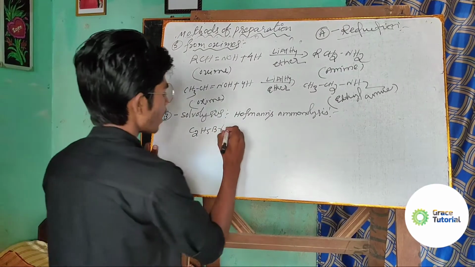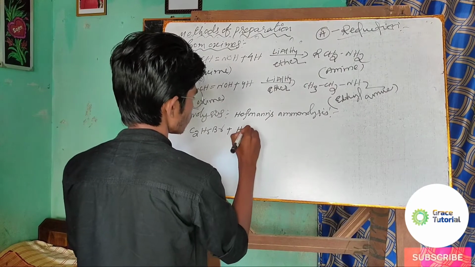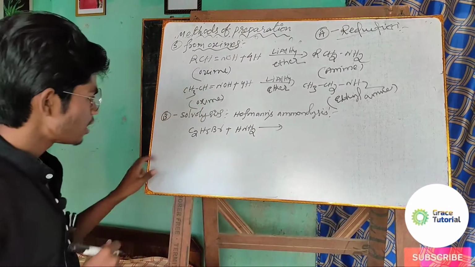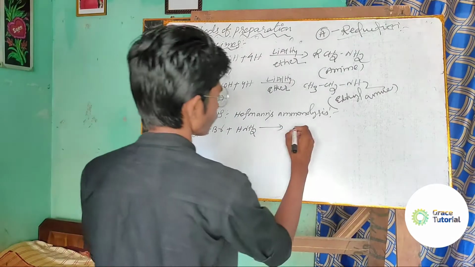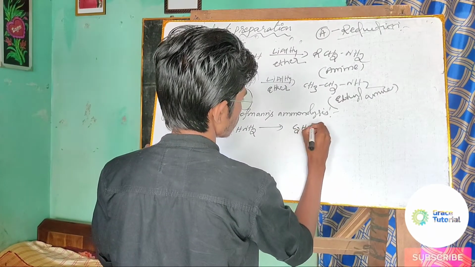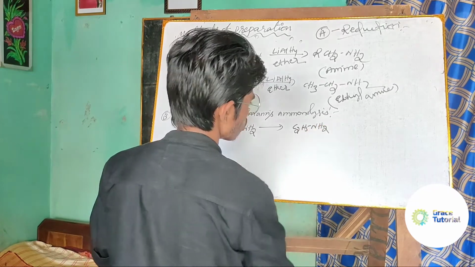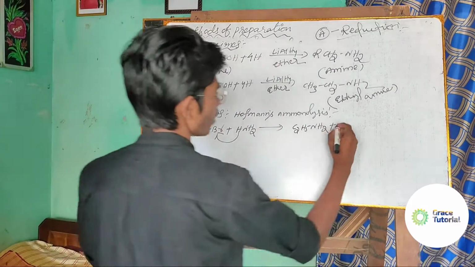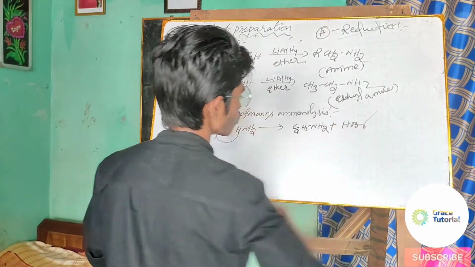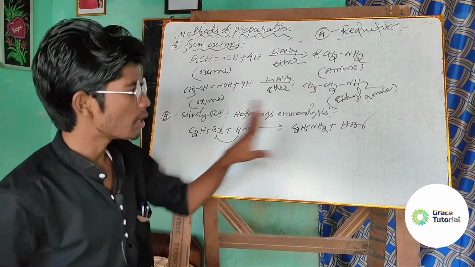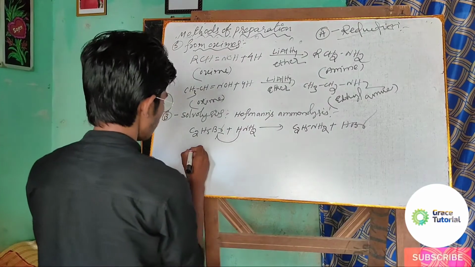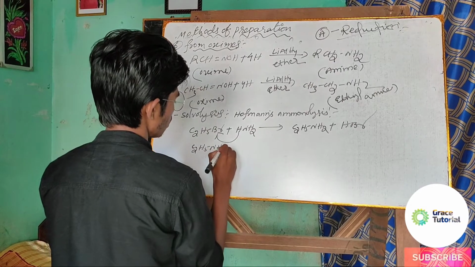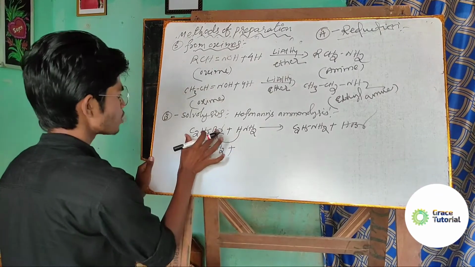When this ethyl bromide reacts with ammonia, then what does it give? C2H5NH2. Then this hydrogen reacts with HBr and hydrogen bromide is obtained. So this is ethylamine. So this ethylamine, C2H5NH2, further reacts with C2H5Br.